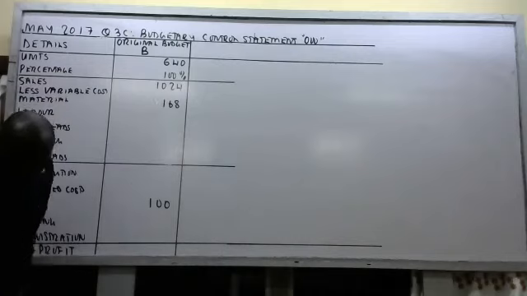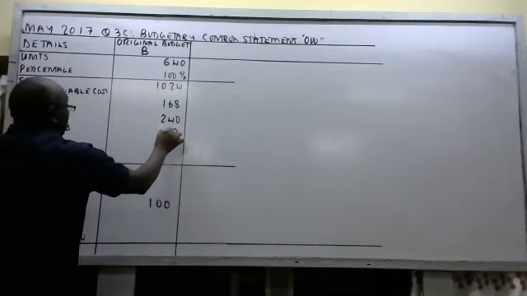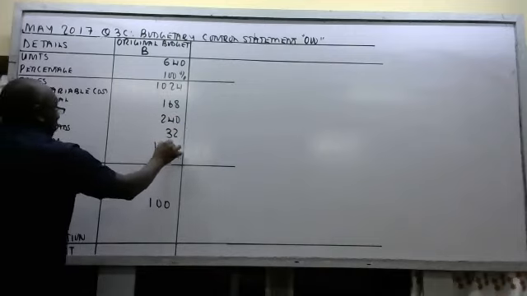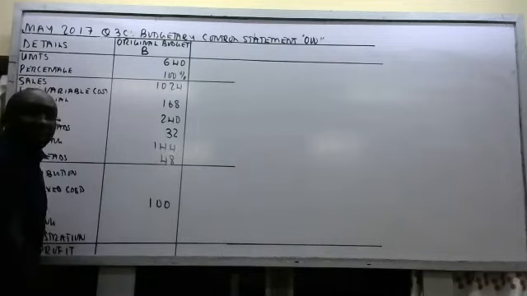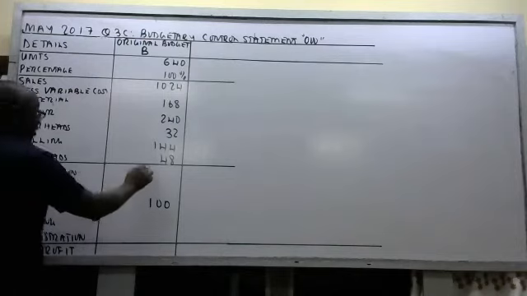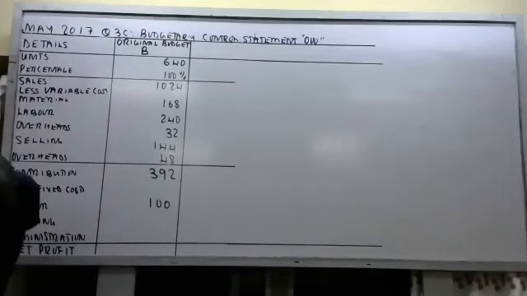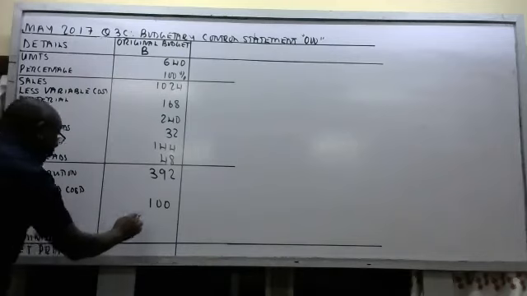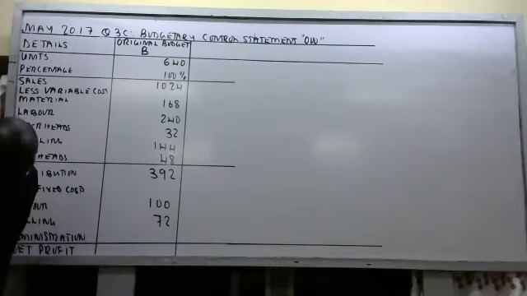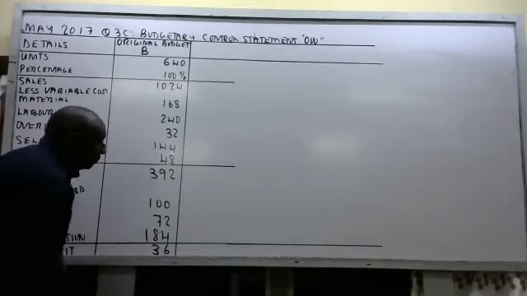168, 240, 32, 144, and 48. Good. So that gives us a contribution of 392. Fixed labor is 100. Fixed selling is 72. And fixed admin is 184. That should give you the profit that is shown there, 36. That's all.